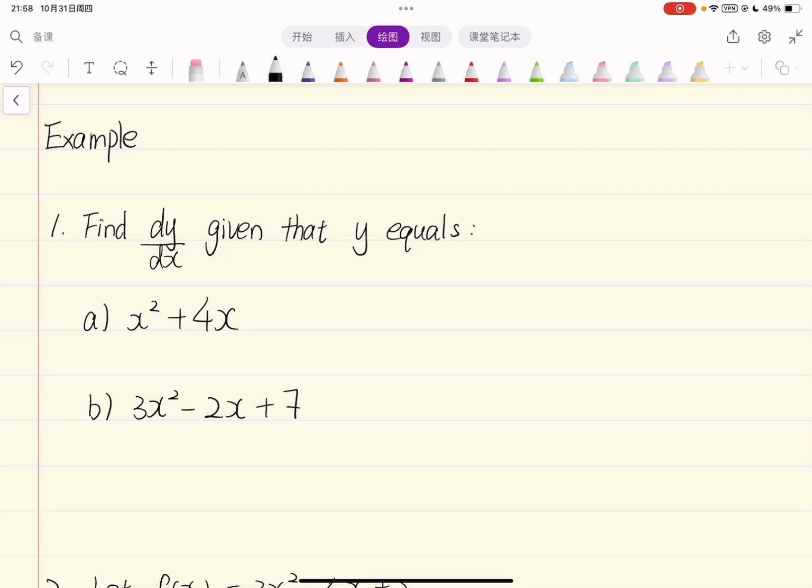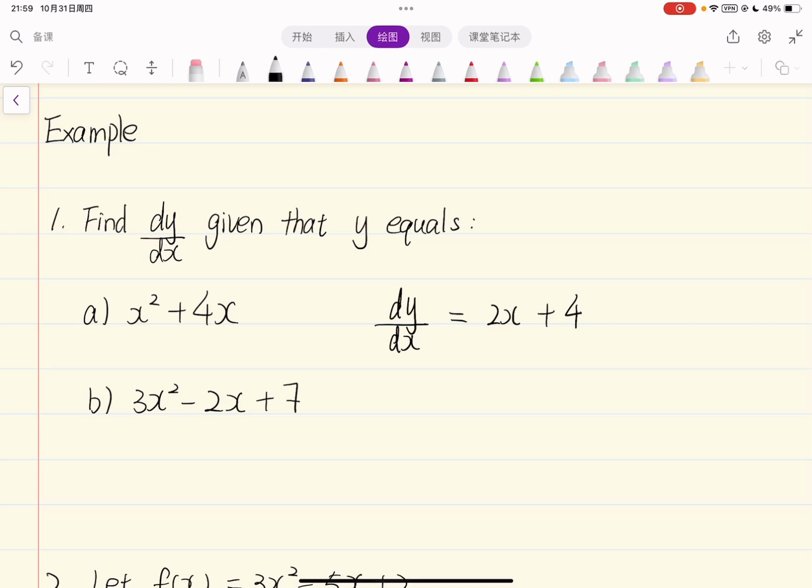Question 1 says, you need to find dy over dx given that y equals the following expression. For part A, we have x squared plus 4x. So we write down dy over dx equals, we're doing the differentiation for the first term, that is 2x. And for the second term, that equals 4. So the differentiation of x squared plus 4x equals 2x plus 4.